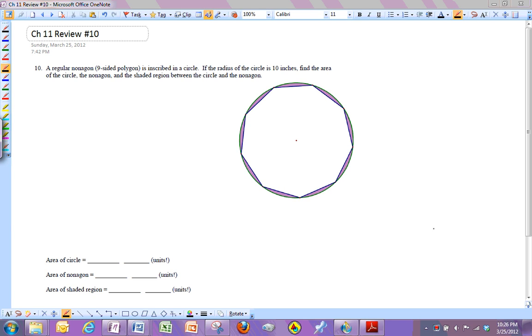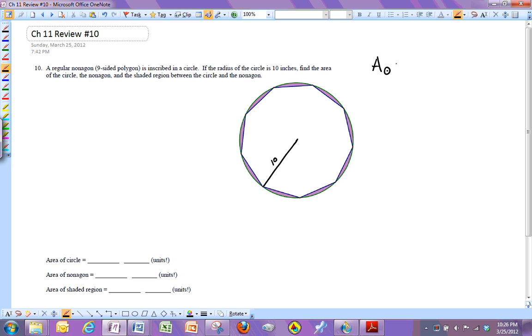Alright, so number 10, we got a circle, and inscribed inside of it is a nonagon, so a 9-sided polygon. And the radius of the circle is 10 inches. Alright, so let's just draw one of those in, 10 inches. Okay, so first thing we got to find is the area of the circle.